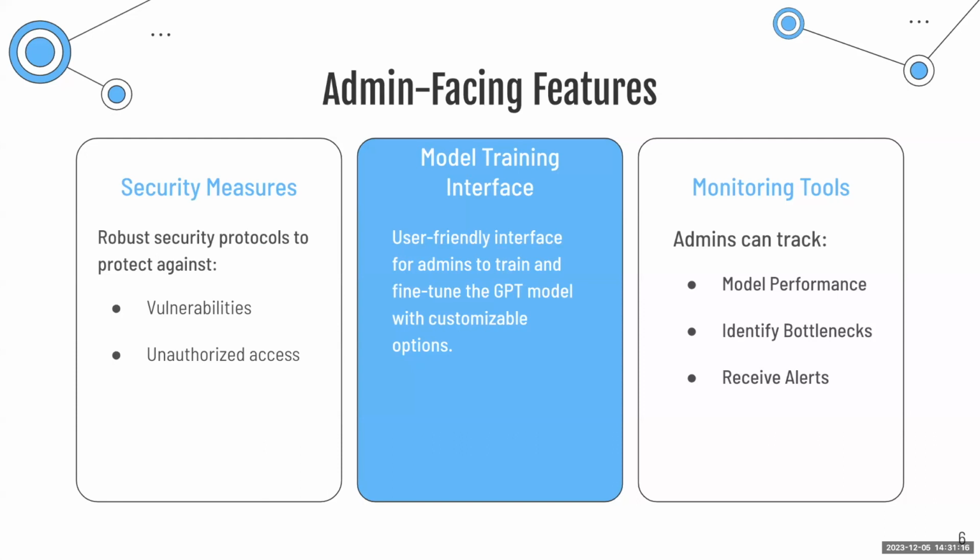ChatGPT and all these different options out on the market are pretty user friendly, but we want to make this streamlined, easy to use. You just go to the website and type in your needs and it'll output something. And then monitoring tools, so admins can track model performance, identify bottlenecks, and receive alerts if anything goes wrong. So there's always constant surveillance on the program and its code, and if anything goes wrong, someone can hop on instantly and address it.